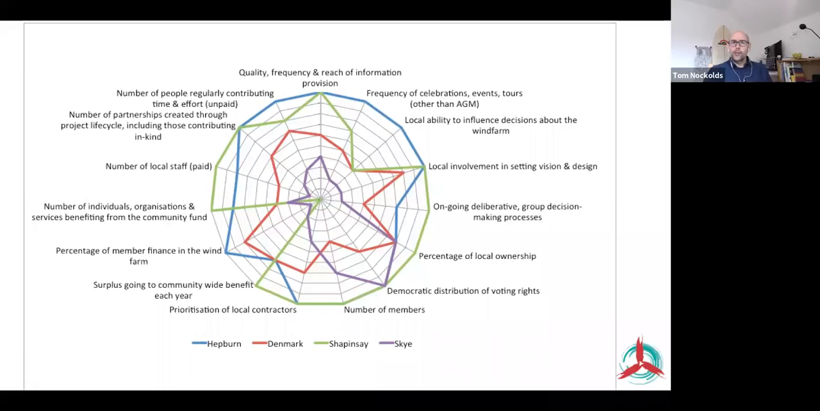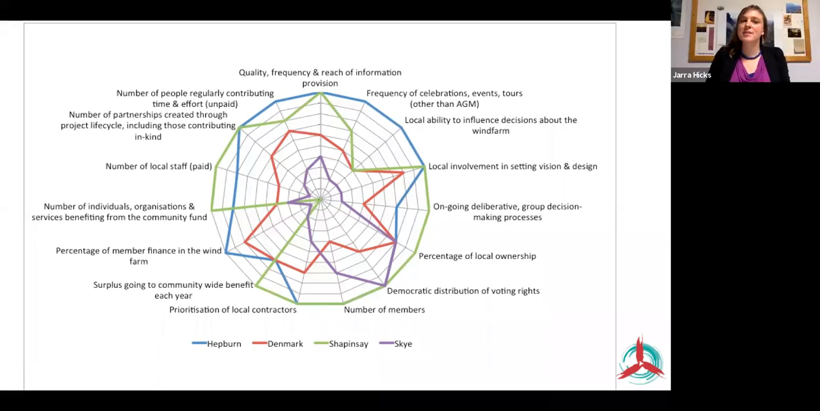Lovely. Another question from Genevieve. Can we take the outer circle as the indicator of the best way to go on any one of those aspects? Look, I would say that what's best in a local context is very locally specific, and I'm not trying to make a value judgment here. I'm just trying to show how different choices have influenced participation. So if your project is really driven by wanting high levels of participation, then yeah, you're going to want to be on the outside of the web.